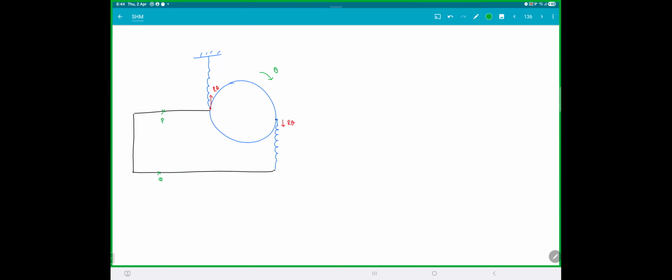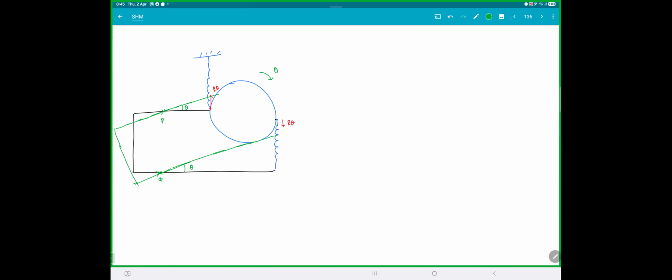Something like this. Do you agree? This thing will twist. By what angle will this twist? This also will rotate by theta. So if the disk rotates by theta, this thing also will rotate by theta. Agreed? Now, because this guy is rotating, see what happens.